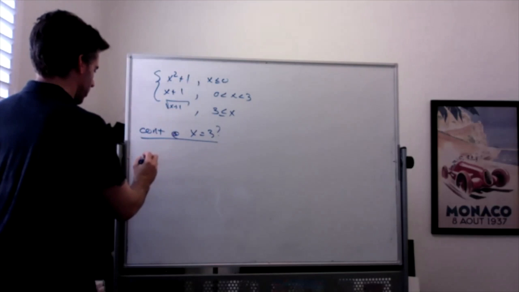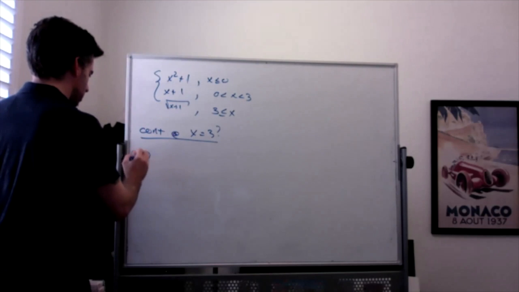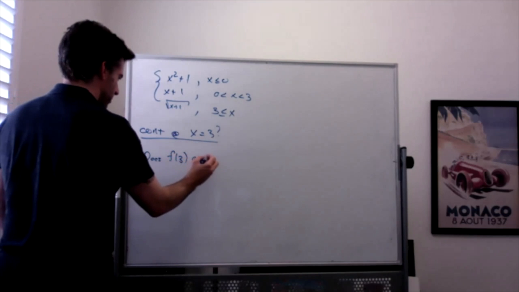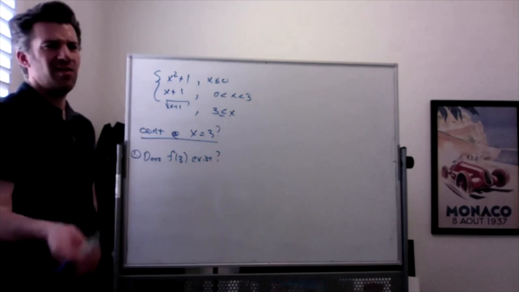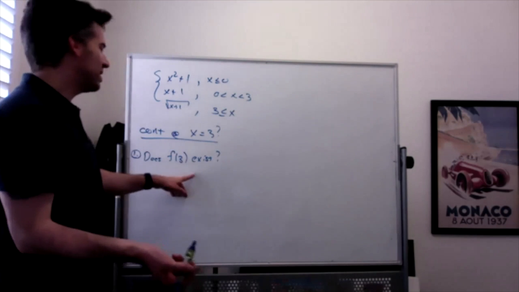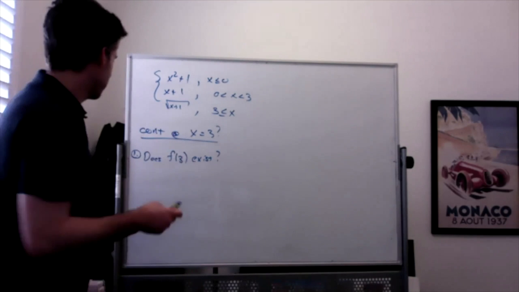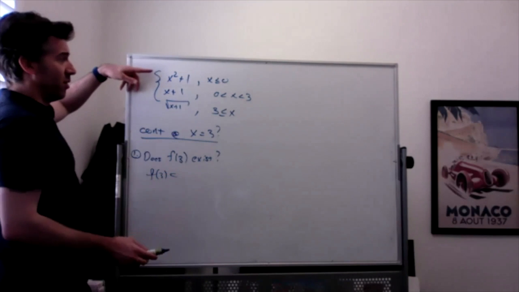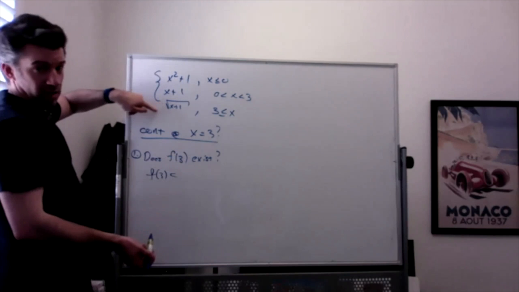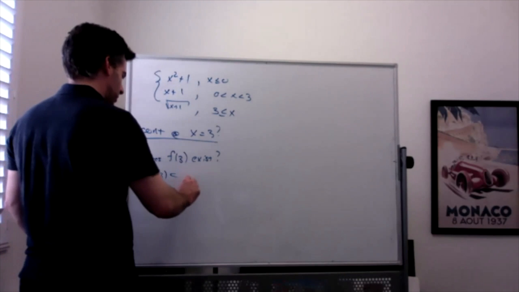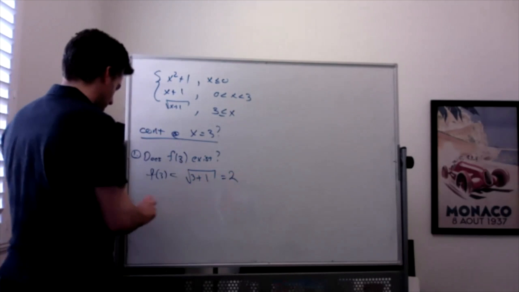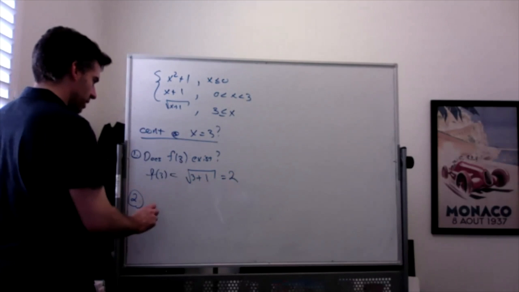I want to first see, does f of 3 exist? Yeah, and a lot of the time, usually this isn't going to fail, although it can. So f of 3, I'm going to plug it into the one where x is equal to 3, which is the bottom one here. So that's going to be equal to the square root of 3 plus 1, which is 2. So part 2, does the limit exist?